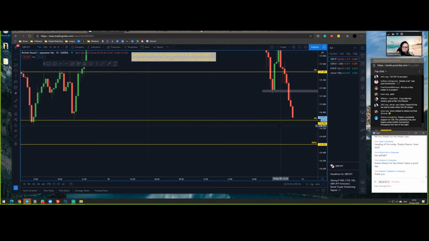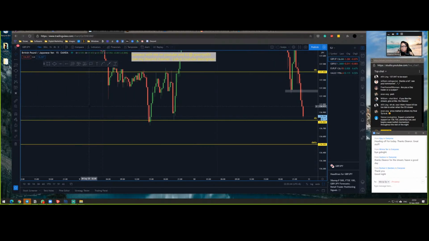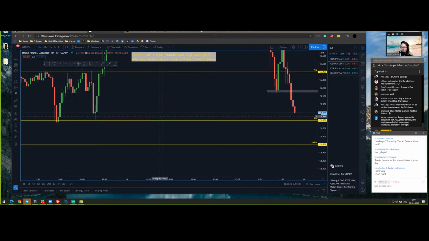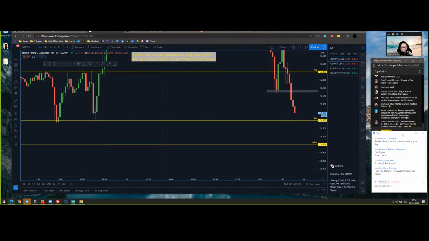Expect a potential support at 136,730, yesterday's low, and then weak bullish momentum throughout the rest of the night. I mean, potentially, yes, it might bounce, but I don't really care about the charts after I leave. I need to have a life after the stream. Must cut off charts. I'll analyze it again tomorrow.